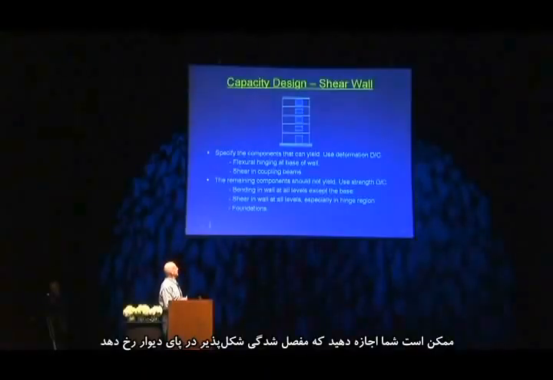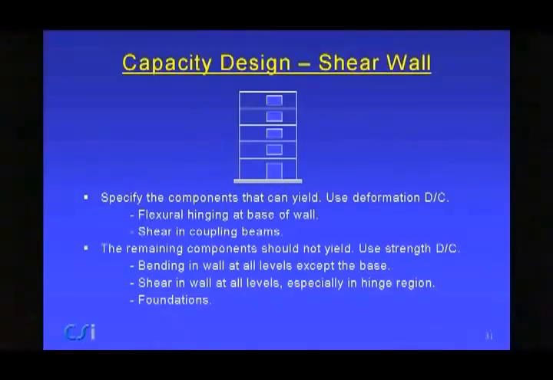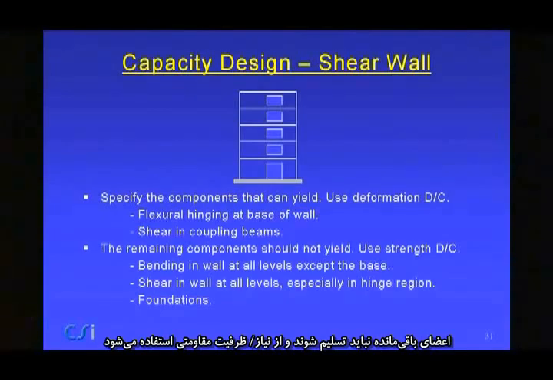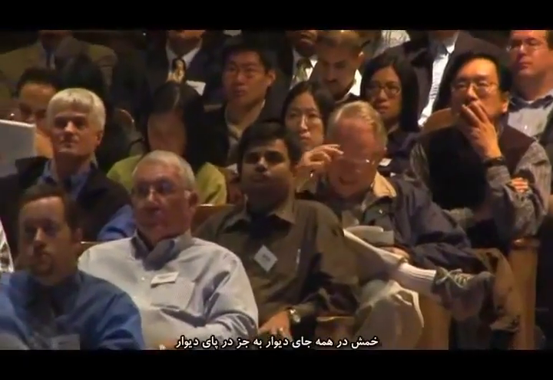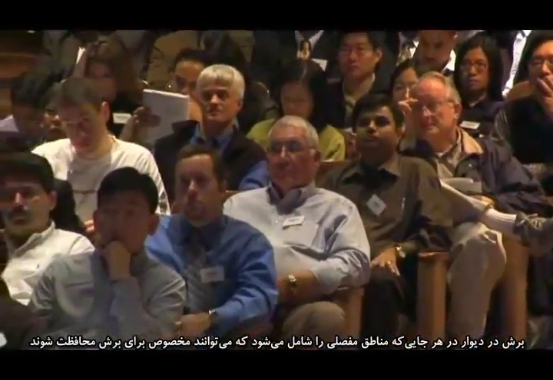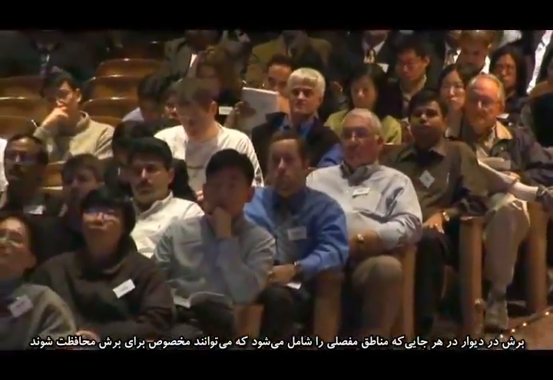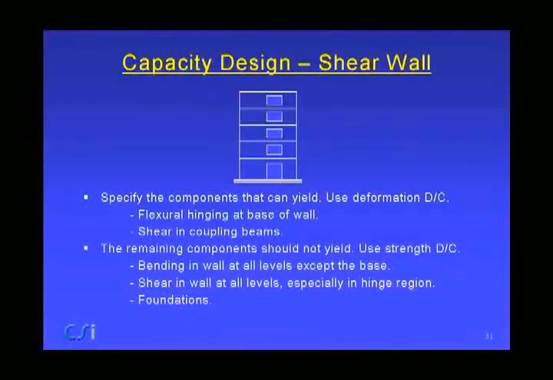If it's a shear wall, you might allow flexural hinging at the base of the wall, and you might allow inelastic behavior in the coupling beams. The remaining components probably should not yield: bending in the wall everywhere except the base, shear in the wall everywhere, including in the hinge region, which can be particularly critical for shear, and again, the foundations.